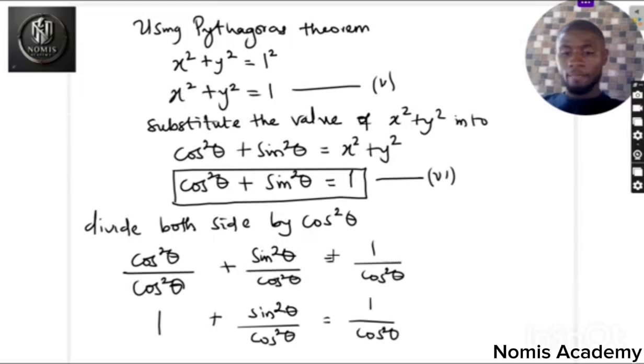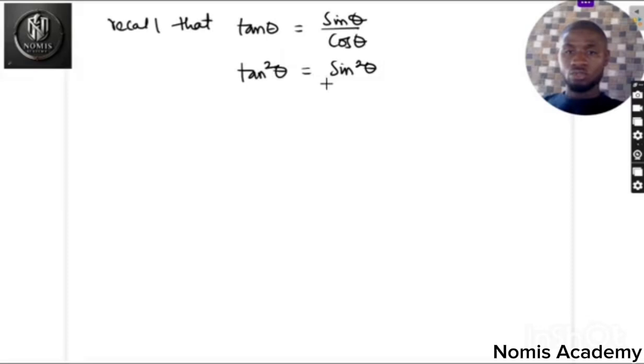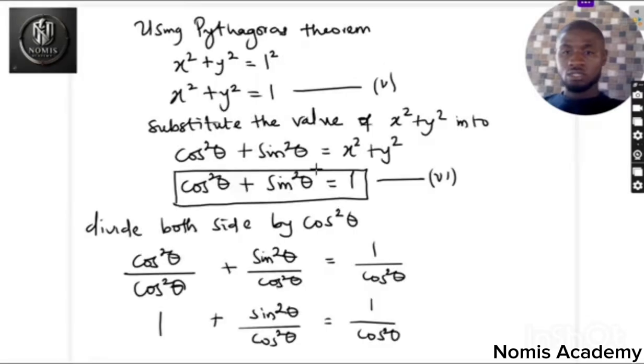Recall that tan theta is equal to sin theta all over cos theta. So tan squared theta is equal to sin squared theta all over cos squared theta. So let's see how we can substitute sin squared theta all over cos squared theta to be tan squared theta.